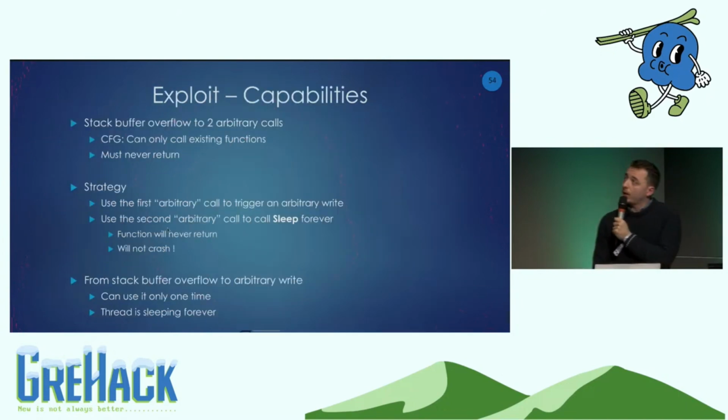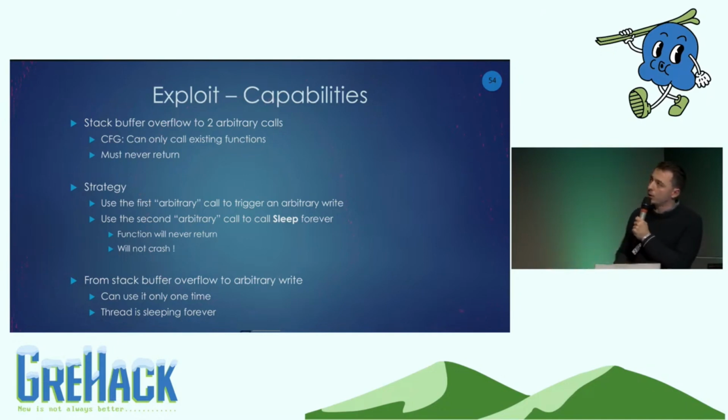So we have a stack buffer overflow. We transform it into 2 arbitrary calls, but the function must never return. The strategy: we used the first arbitrary call to trigger something else, another memory corruption. I can't go into details, but actually we can trigger an arbitrary write with the first call, so it's perfect. And we use the second arbitrary call to just jump on sleep.